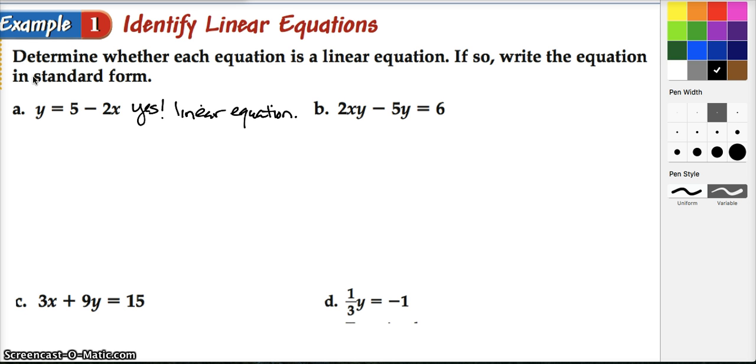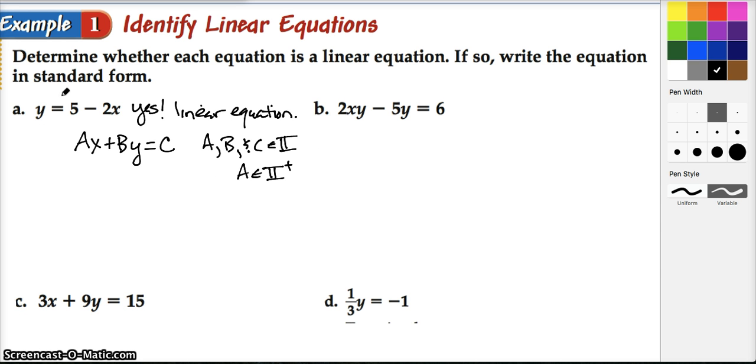So the next thing they asked me to do is put it in standard form. Standard form is the form we talked about before. We need our x term plus our y term equaling some constant term where, remember, a, b, and c are all elements of the integers. Specifically, a is an element of the positive integers. A is a positive number.